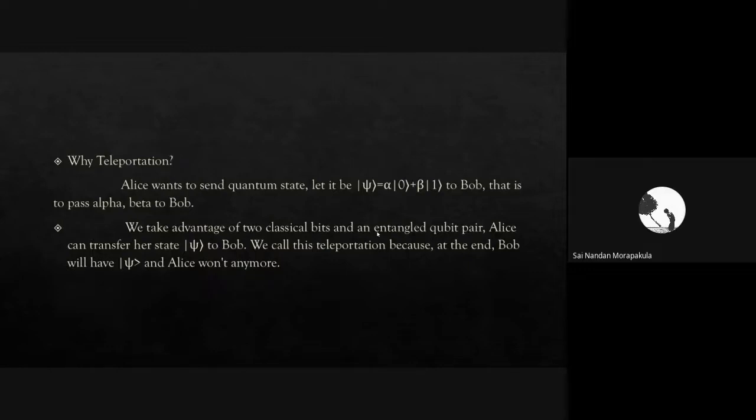So what is teleportation? We have some information and I want to communicate it to another person, wherever he is, irrespective of the distance and irrespective of the place. So we take advantage of two classical bits and an entangled qubit pair, and then we try to transmit the information that Alice has to Bob. Let us think that the quantum state Alice has is psi, which is equal to alpha times 0 plus beta times 1. So we are trying to take alpha and beta and communicate them to Bob. That is the main agenda of teleportation.